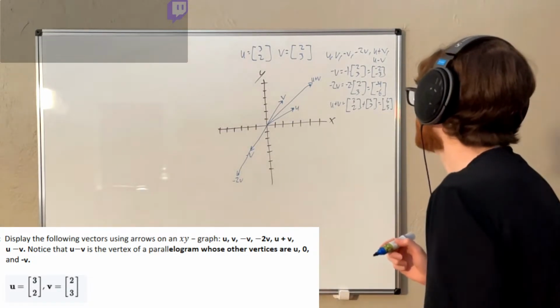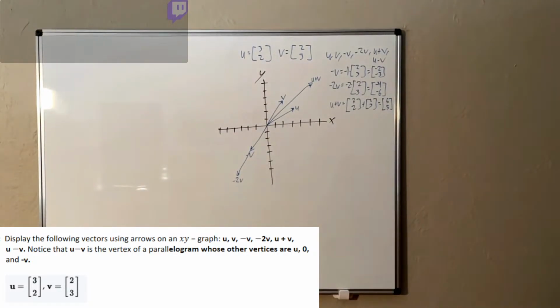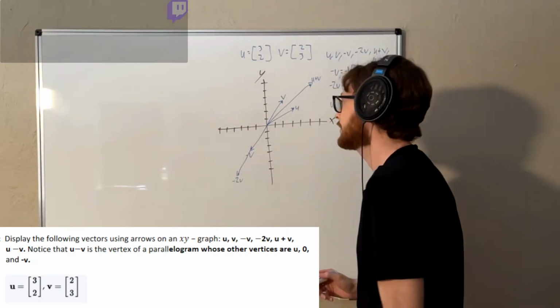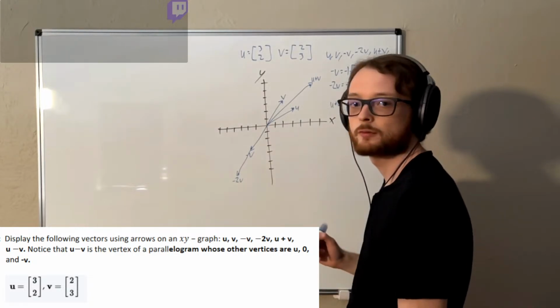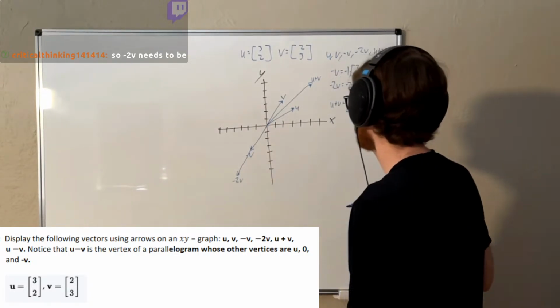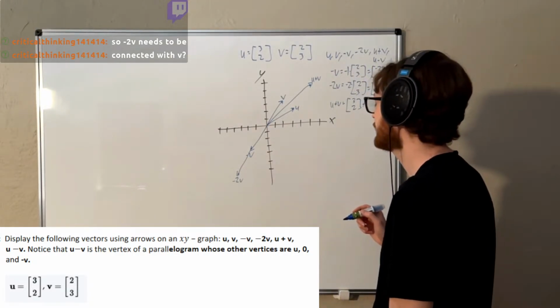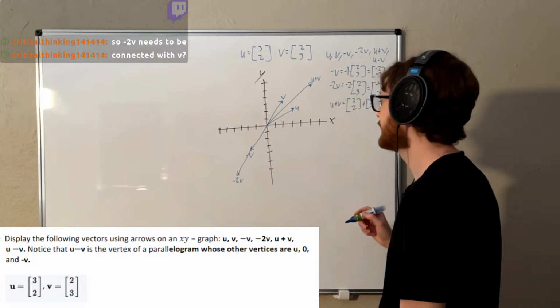And then we need to do u minus v for the last one. You need to start it from 0. Yes. In linear algebra, your vectors pretty much always start from the origin. I think it's just a thing about linear algebra.